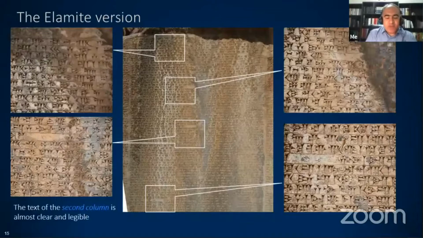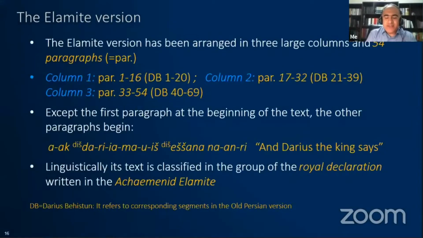Just as the Babylonian version, the Elamite has been arranged in 54 paragraphs, and except for the first paragraph, each one begins, "And Darius the king says." Linguistically, this text is classified in the group of the royal declarations written in Achaemenid Elamite. It should be mentioned that it is the longest Elamite text ever found.